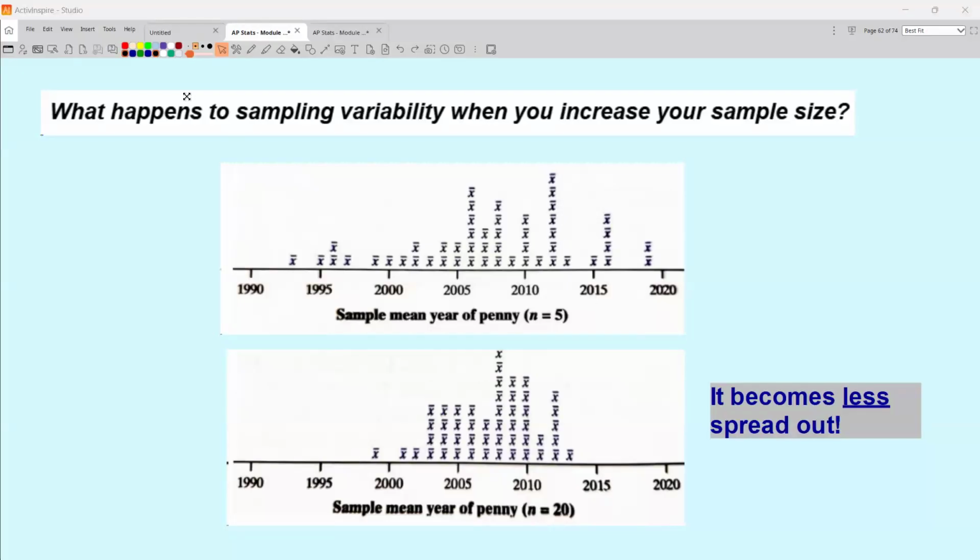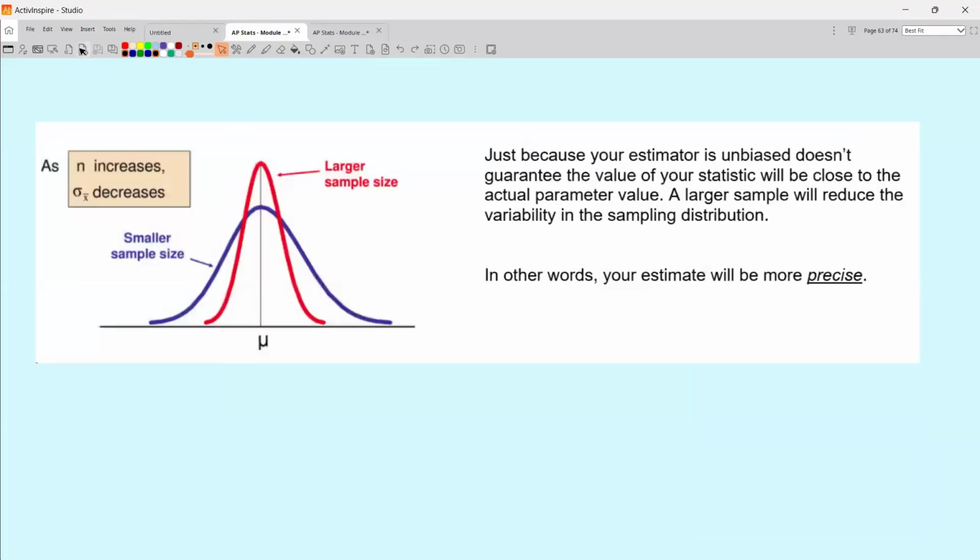So that distribution will be less spread out. And the moral of this is if you increase the sample size, you're going to have a smaller standard deviation. So it's going to be less spread out. It's going to be more precise in your predictions.